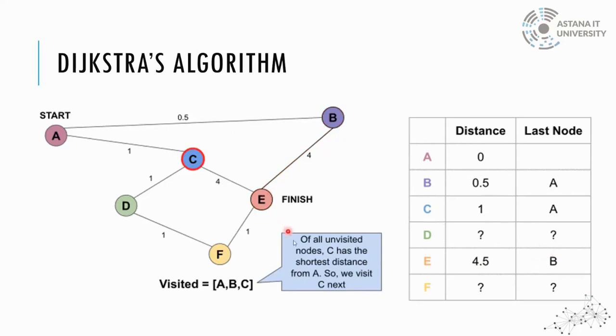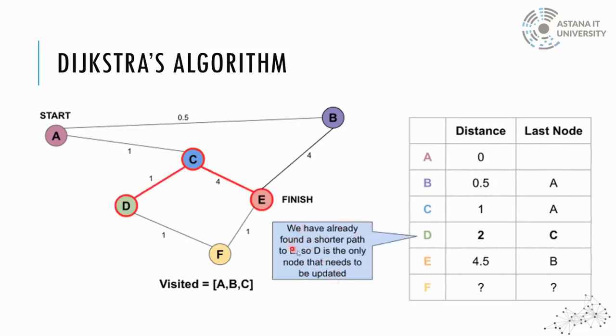Next, of all unvisited nodes, C has the shortest distance from A. As you see, we've finished with the first branch, from B to A. Now we go to the C part because nothing else is left there. C is assumed to be the smallest unvisited node, and that's why we go there. C has the shortest distance from A, so we visit C next.